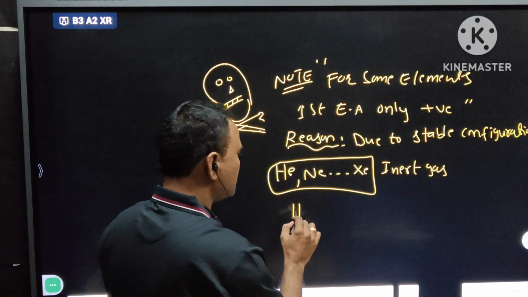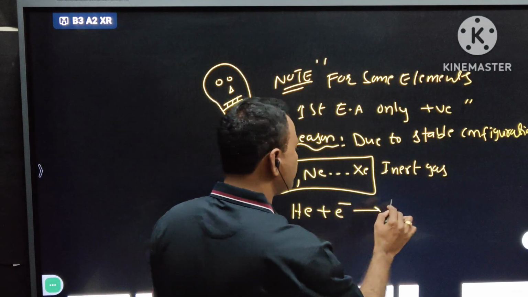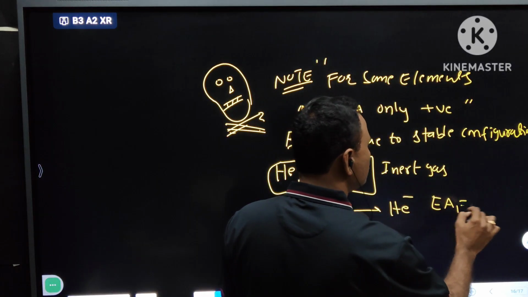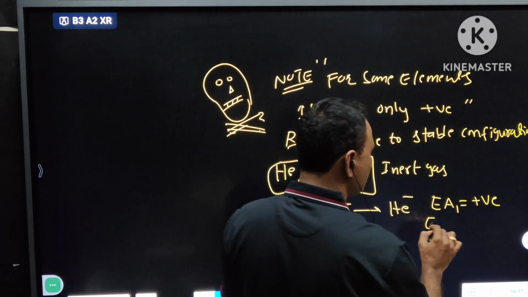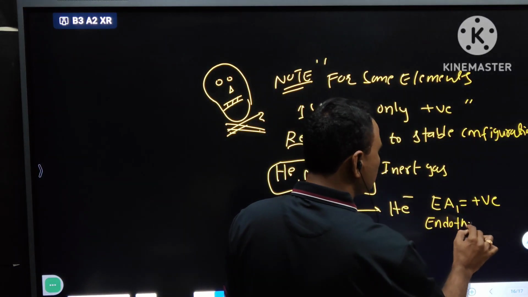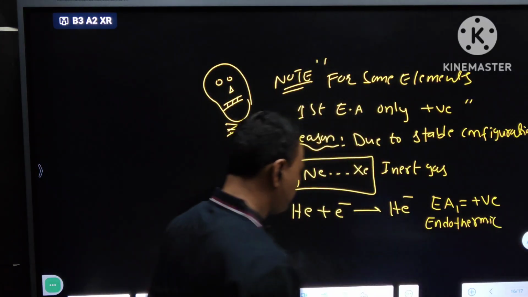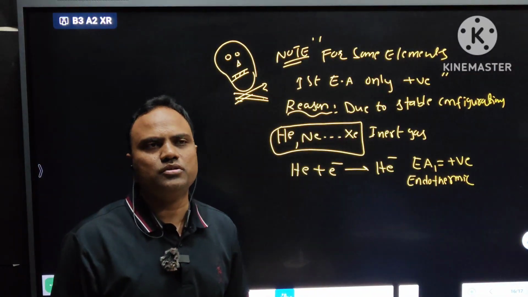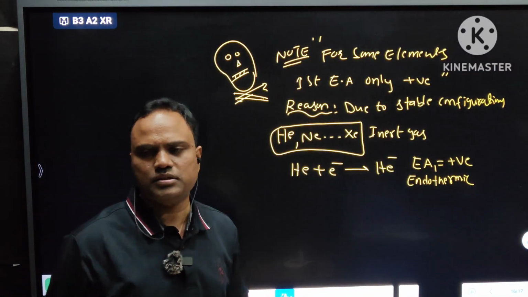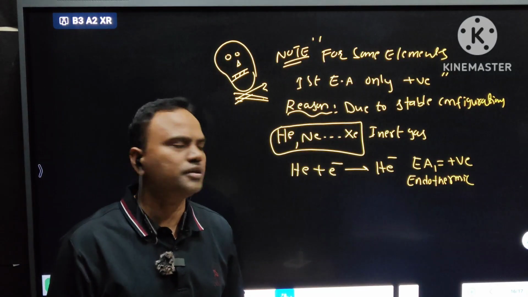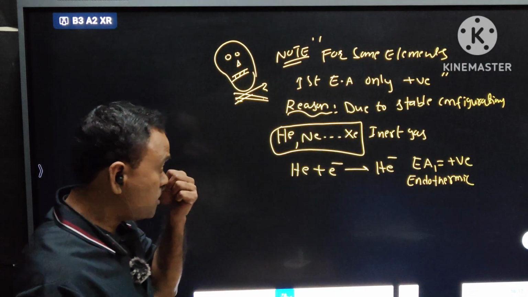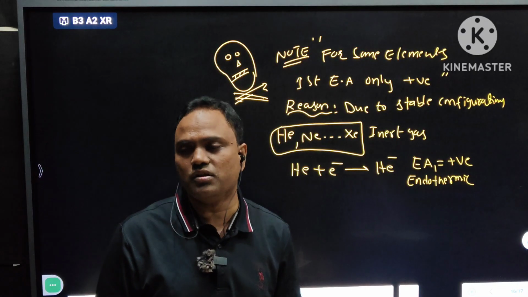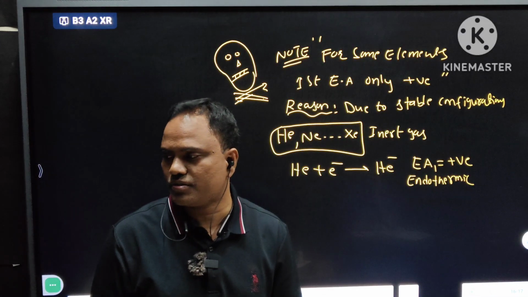Look at this. Helium plus electron gives rise to He negative. Electron affinity is positive. Endothermic. I'll upload the video. If you do not get it, listen again and you can understand. Clear? Along with inert gases, some other elements with completely filled or half filled configurations.